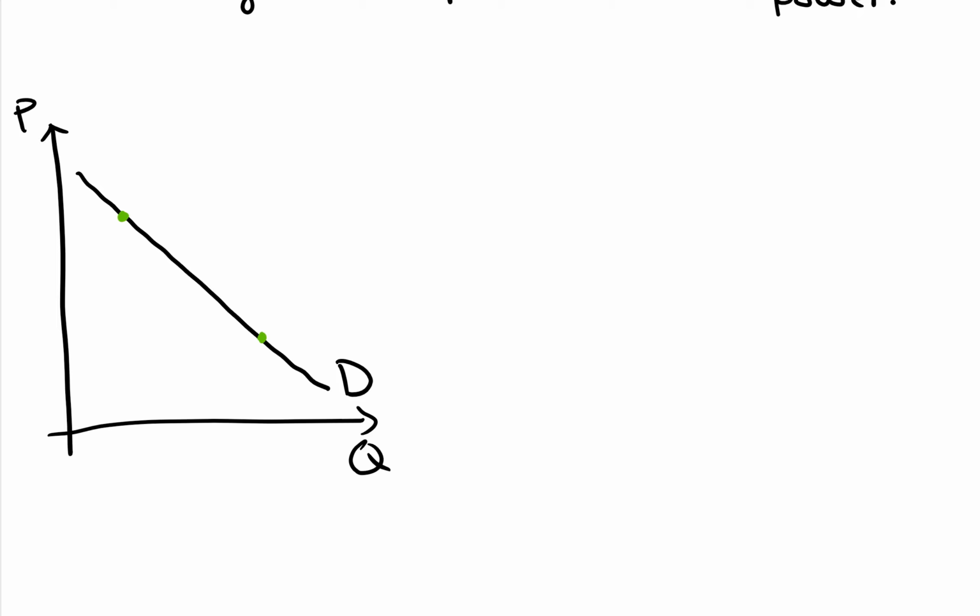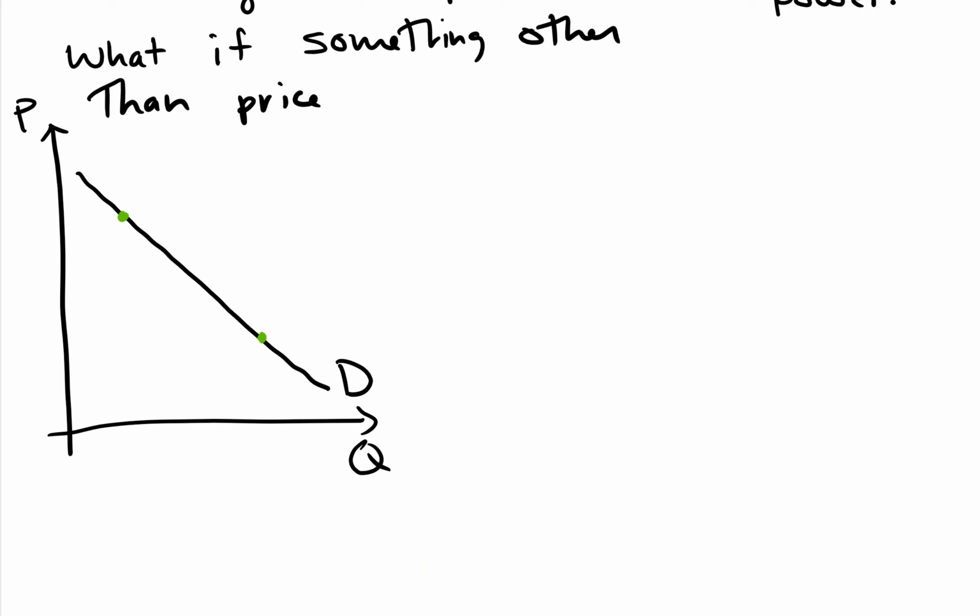So anything with its own price changing is on this curve, right? So the question we can ask is, what if something other than price changes? Well, when we drew this curve, we assumed nothing else is changing. So if anything else changes, it's not going to be a movement along the curve. Instead, it's going to be a shift.